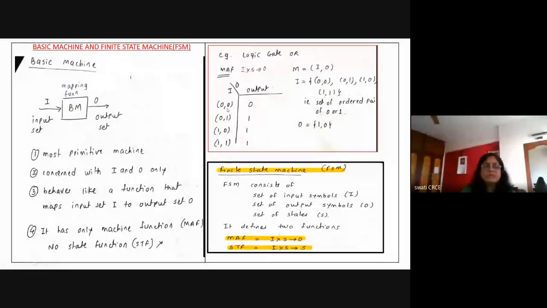A little power is added to this machine, and we have the input tape and read head, and it is called an FSM. So FSM consists of a set of input symbols, a set of output symbols, and a set of states S. It defines two functions, machine function and state function. Machine function gives you the information about the output symbol generated, and state function gives you the information about the output state generated. So you may be in the previous state after receiving the input. What is the new state? State function gives you information about state transitions, and machine function gives you information about generation of output symbols.